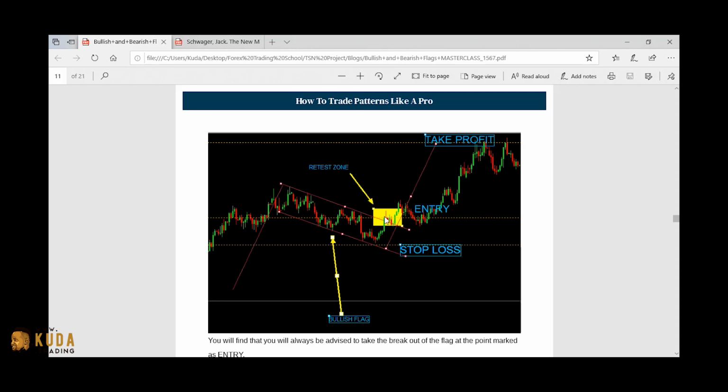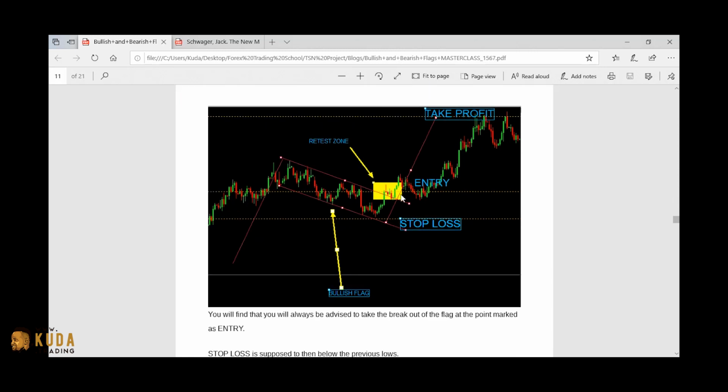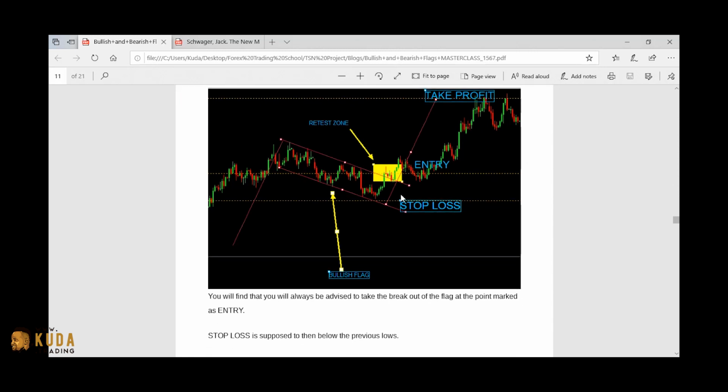Your reward is the distance between your entry and your take profit, which is determined by where the flagpole extension ends, which is right there, right? This is how you're advised to trade this pattern online. It sounds pretty logical actually, but trust me, over time it does not work. I'll explain to you why.